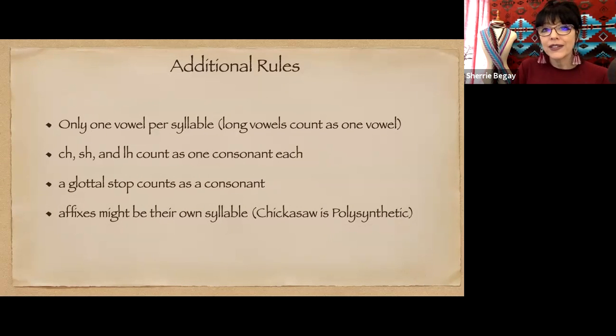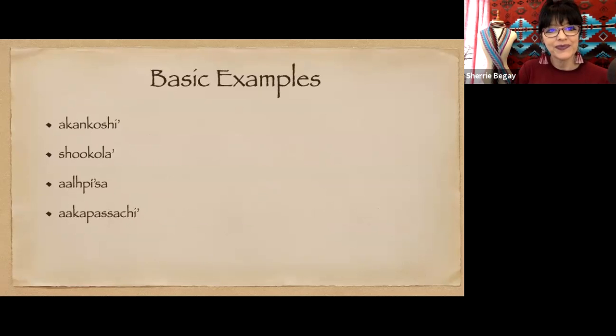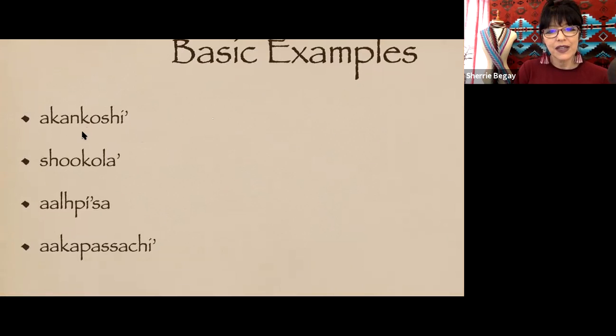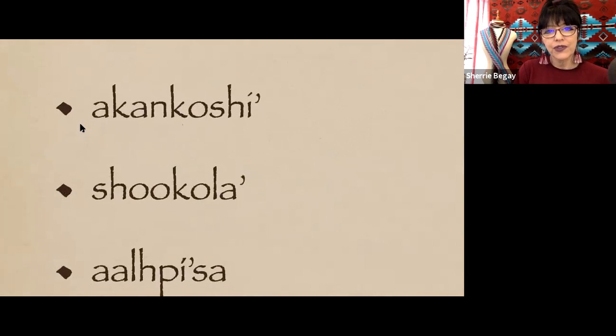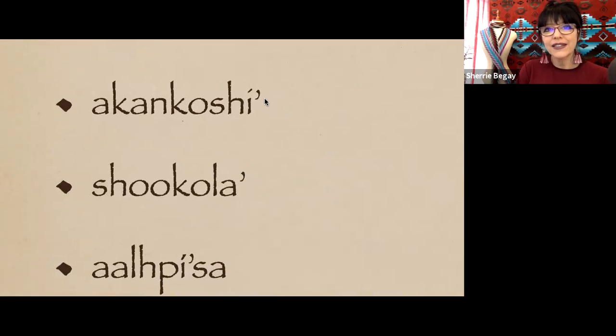Okay, so now let's look at some basic examples of syllable division. Okay, so let's take these words and divide them into syllables using the rules that we just learned. Let's take a look at akankoshi first. So akankoshi is an egg.